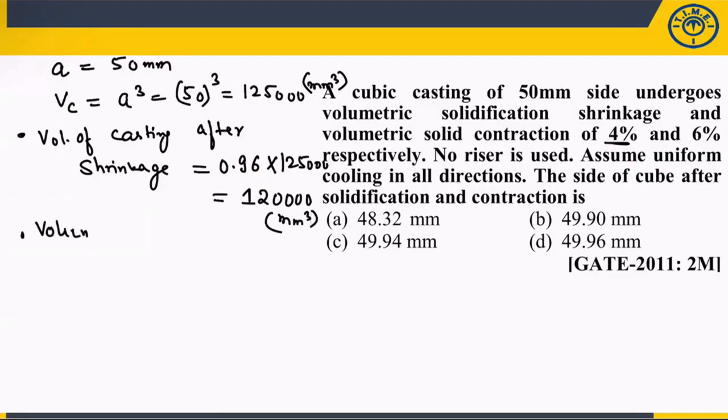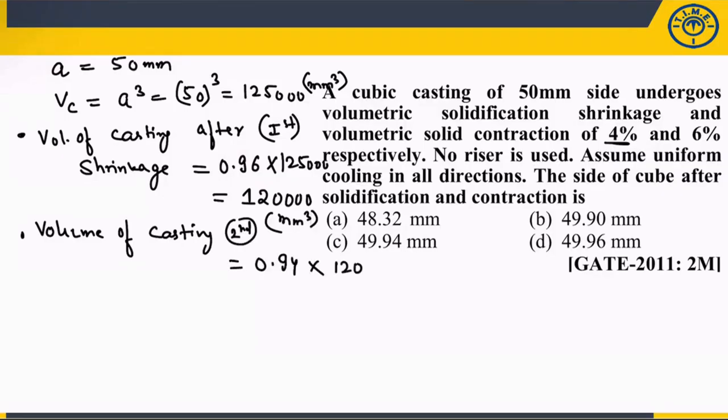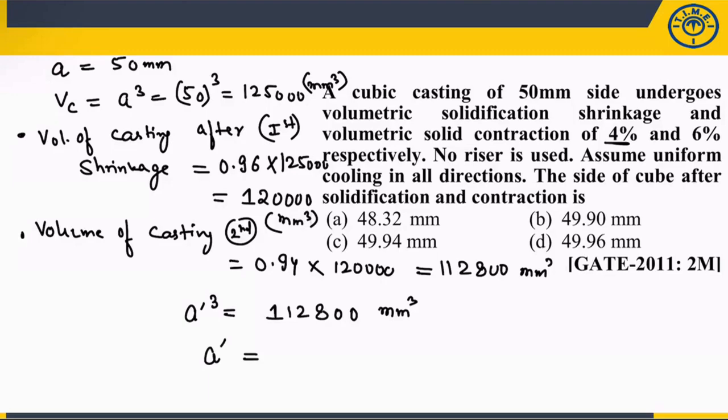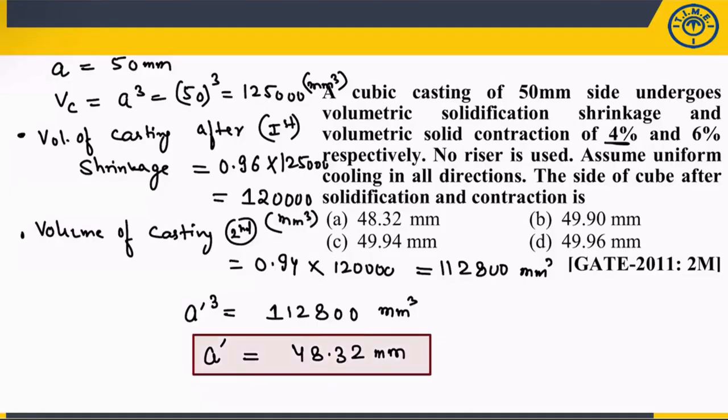Now the next one is the volume of casting. This is the first shrinkage, and the second one is nothing but 0.94 times the previous volume. What is this value? 112800 millimeter cube. Now what you have to calculate is the side of the cube after these two shrinkages. That means a cube is equal to this volume, 112800 millimeter cube. Now can anyone please tell me the size of the cube? Yes, very good. 48.32 mm. If you take the cube root of this value, you will get this answer. Okay, that means option A is correct.